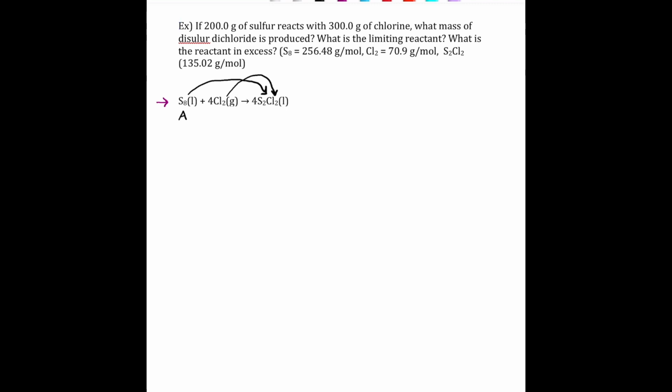I'm going to label the sulfur as A, the chlorine as B, and the product as C, just so I don't have to keep rewriting their formulas all over. And let's start with our first one.